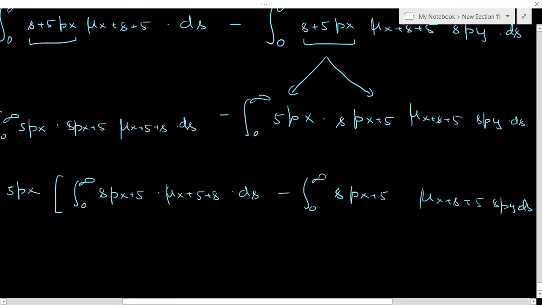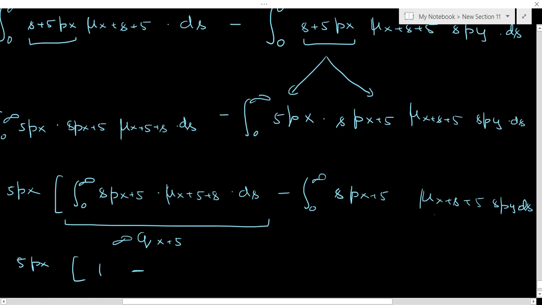So this is what I have now. What this changes to is this becomes 5px, that is a constant. This term can be written as the probability that a life aged x plus 5 dies infinitely at some point of time, right? So this becomes infinite qx plus 5. So that becomes 1, right? So this can be written as 1 minus this term.